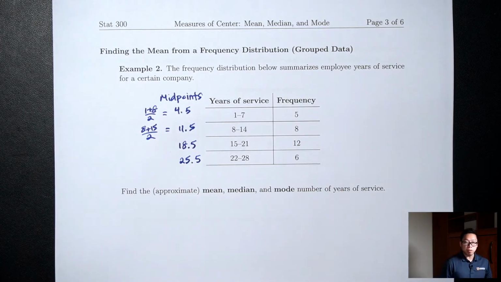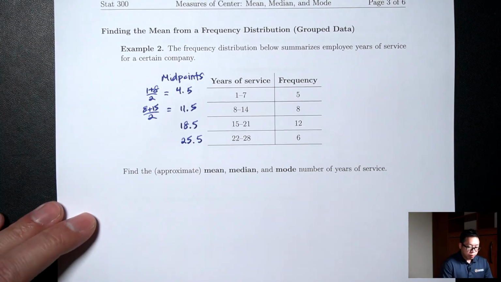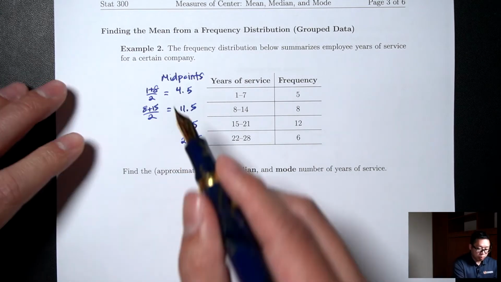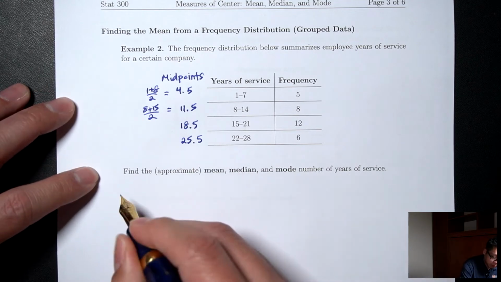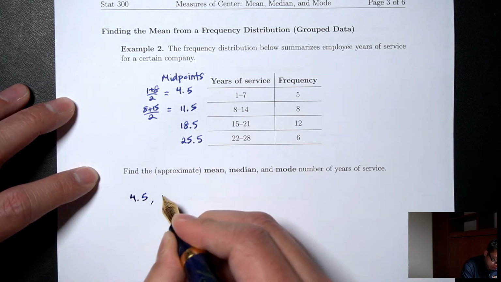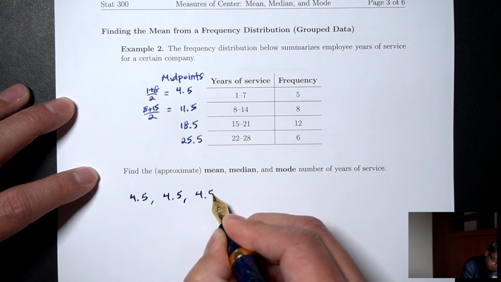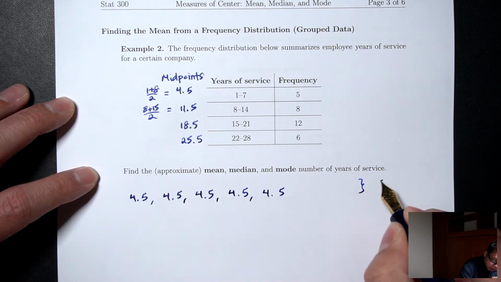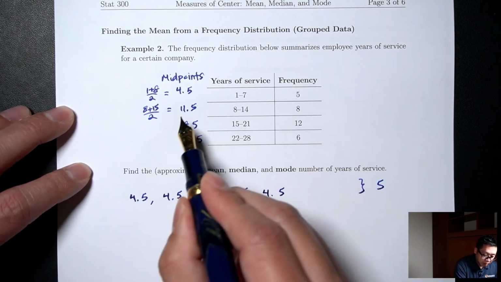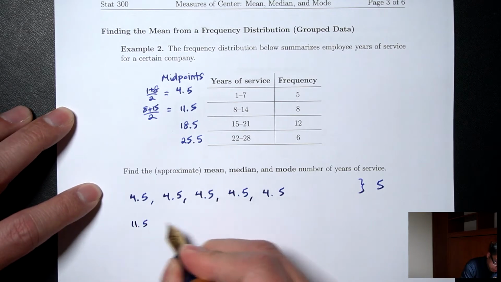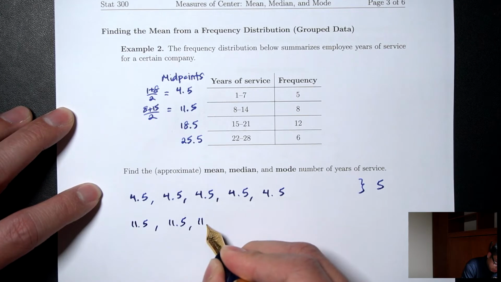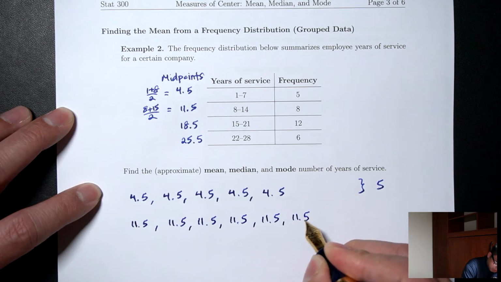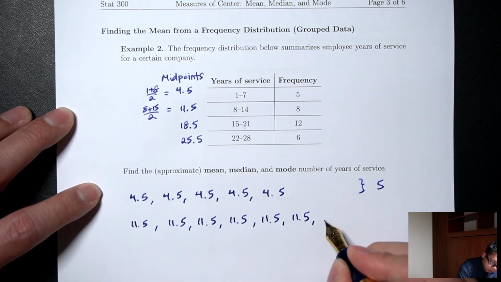So now, let's write out the original data. So there are 5 people. We're going to assume that they're all 4.5, which means in my original data, there's going to be 5 4.5s. 4.5, 4.5. And there's 5 of those. There's 8 11.5s. One, two, three, four, five, six. 2 more.